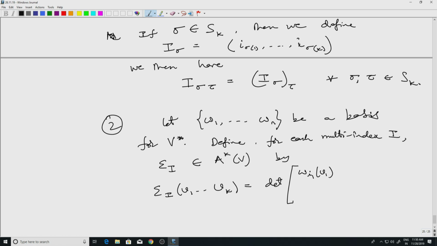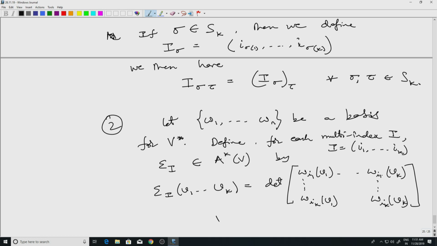Omega I1 V1, omega Ik V1, and again omega I1 Vk, omega Ik Vk, where the multi-index, as usual, is I1 up to Ik. So I define it like this. The point is that the right hand side is a square matrix, so I can take the determinant. All these are just numbers. The omega I's are one forms, so they act on vectors V1 up to Vk, and I just get numbers. So this holds for all V1 up to Vk in V.